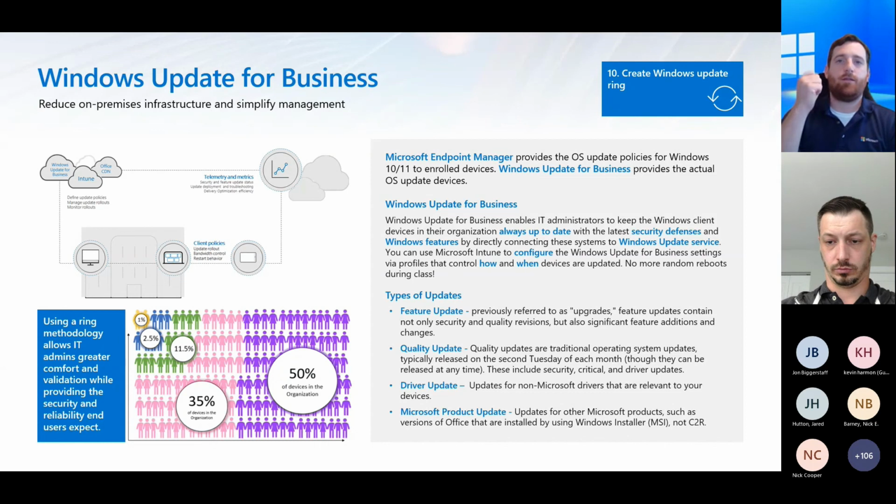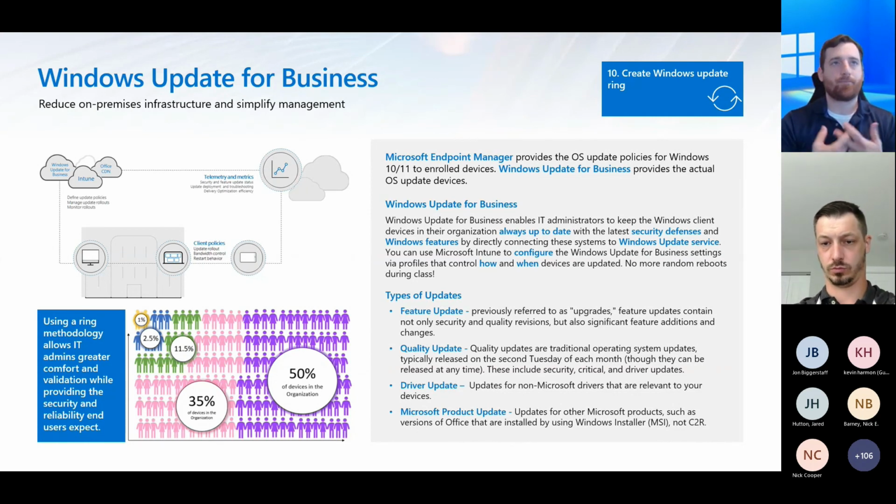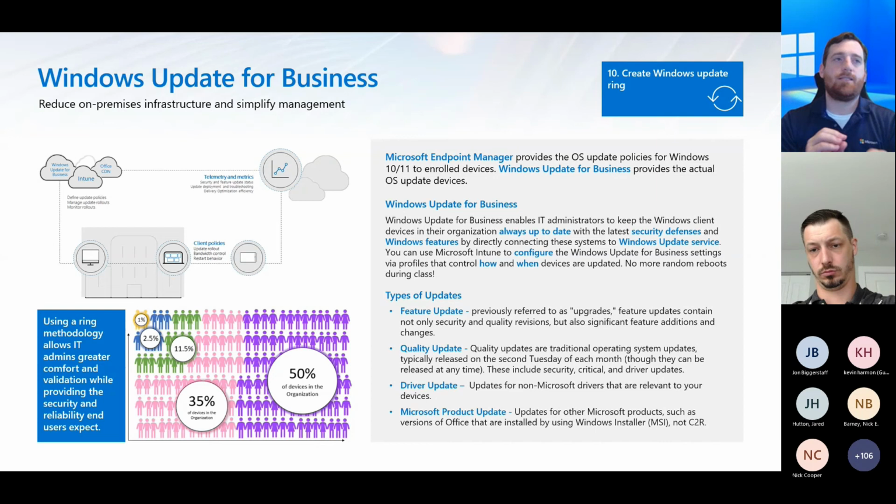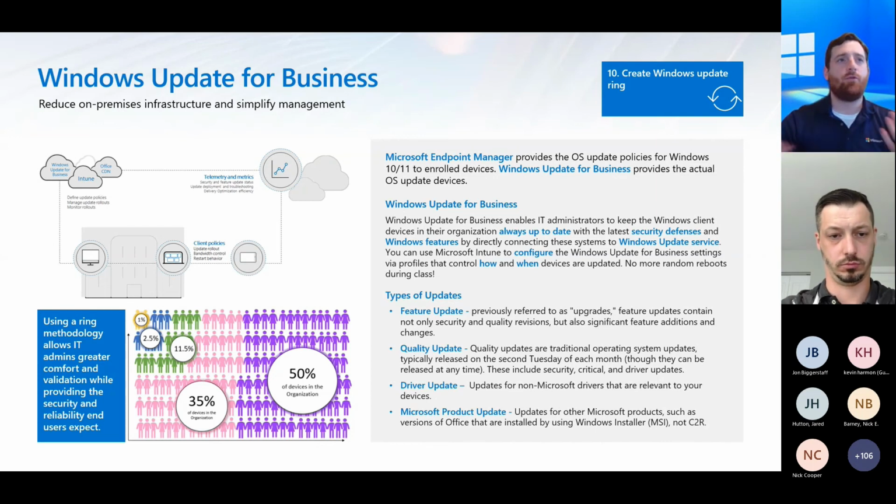Windows Update for Business is going to aim to help solve some of those challenges. We are simplifying the management experience and the deployment experience for those Windows updates. I want to make it clear that Endpoint Manager is the one delivering the policy to the endpoints that says this is how I want you to behave when Windows Update runs. But Windows Update for Business is the service that's actually delivering the updates. So know the distinction there. We have full support for feature updates, quality updates, driver updates, and other Microsoft product updates.